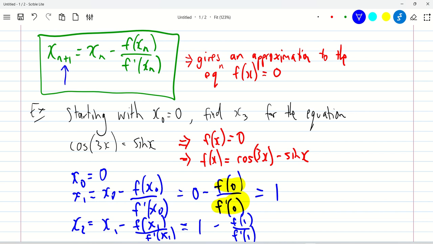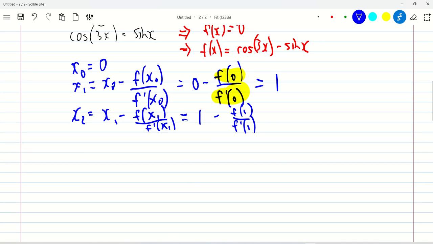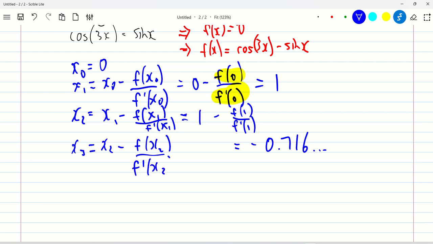So negative 0.716, just going back to my document. And so coming back to here, x3 was equal, I forgot what it is, negative 0.716, something. You get the idea. You can do whatever accuracy you would like. But that x3 was equal to x2 minus f of x2 over f dashed of x2. And so that's what we ended up with. And so it's equal to negative 0.716.